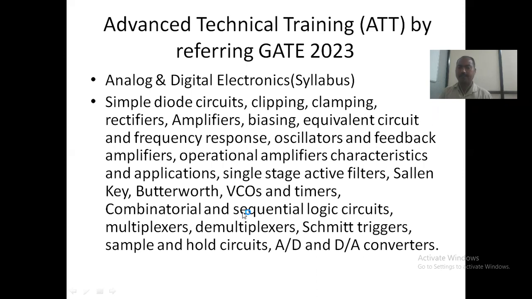Swapnil Kamble, please tell me why we need the amplifier. Suraj Dudha, why do we need the amplifier?